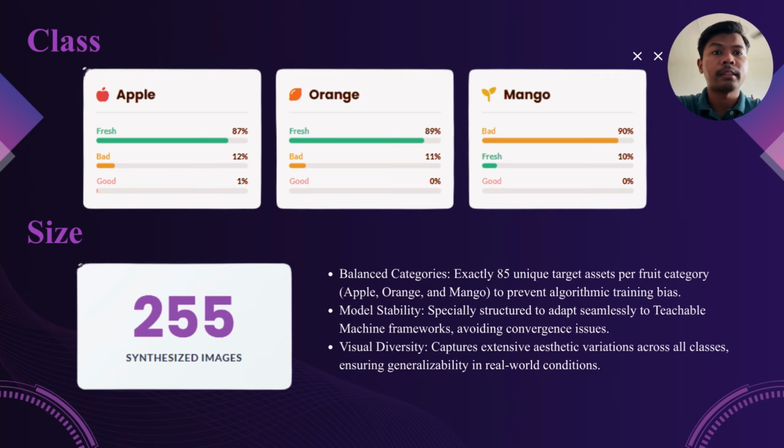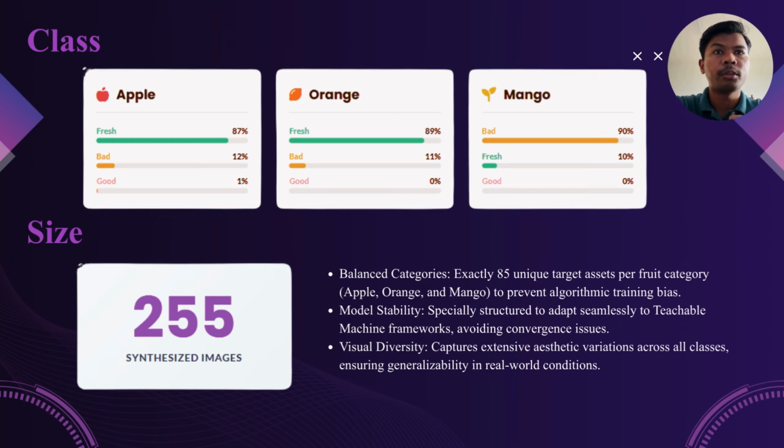Class and dataset size. This slide shows the classes used in our dataset and the total number of images prepared for training the AI model. So the first one is dataset classes. We divided our dataset into 3 fruit categories, which are apple, orange, and mango. For each fruit, the images were further classified according to their condition, such as fresh, bad, and good.